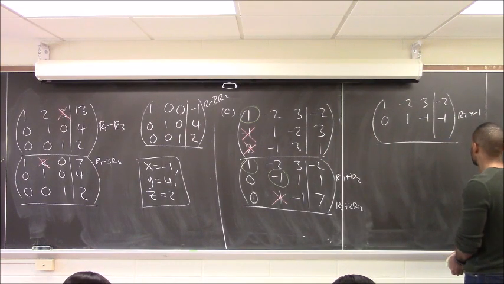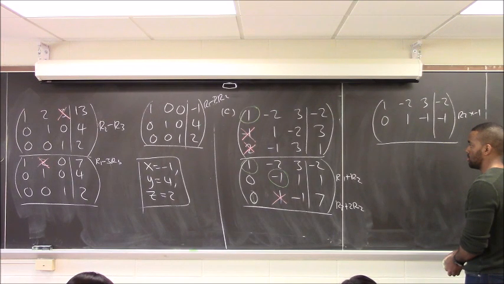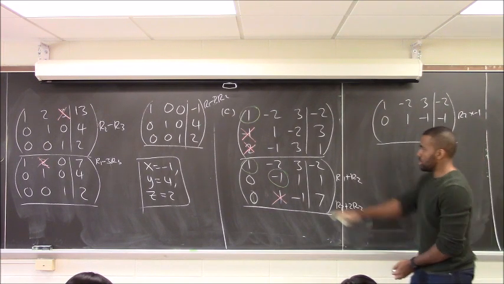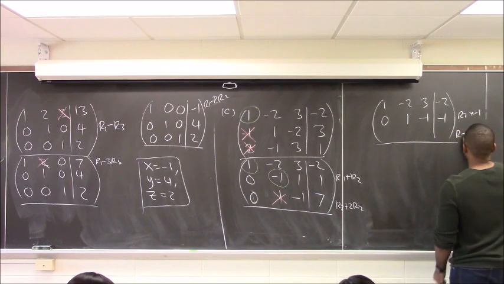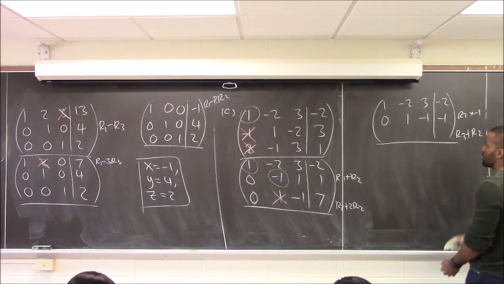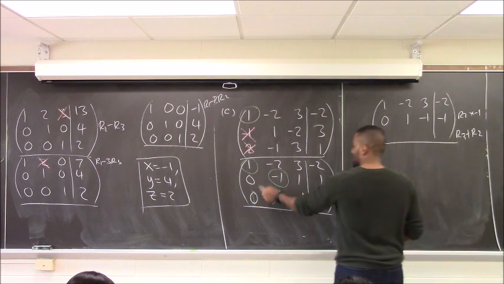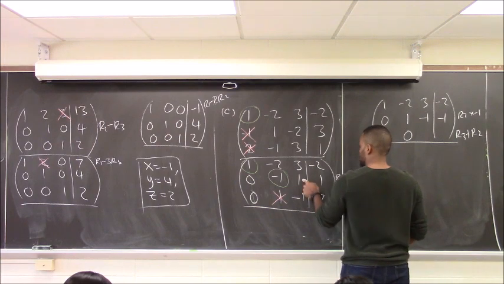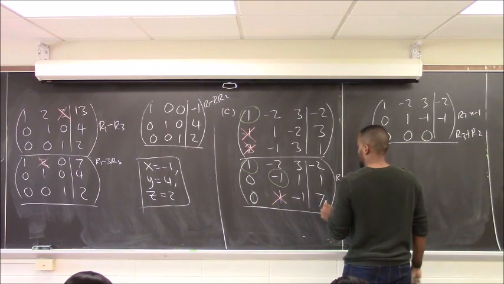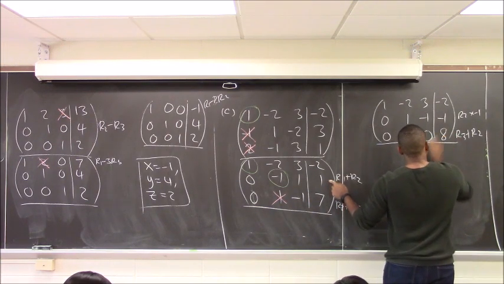Row 3 minus row 2? Or is it? Well, this is already a negative, so add them. Row 3 plus row 2. 0 plus 0, this plus that, those are both zeros. This plus that, that's another 0. This plus that, that's an 8.